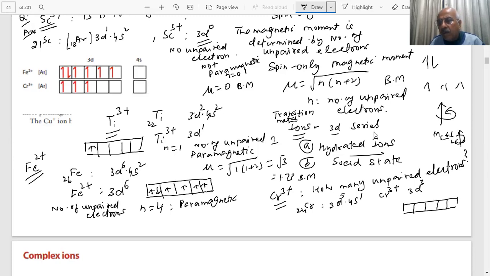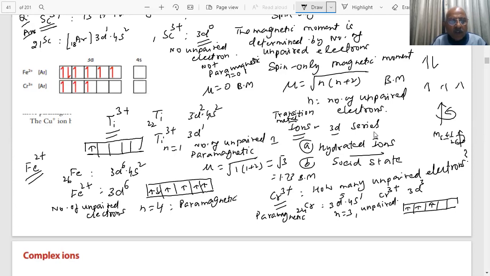1, 2, 3, 4. How many unpaired electrons? There will be 2 unpaired electrons. Sorry, 3 unpaired electrons. n equal to 3. Will it be paramagnetic? Yes, sir, it will be. Okay, this is paramagnetic. Therefore, chromium 3 plus compounds will be paramagnetic.